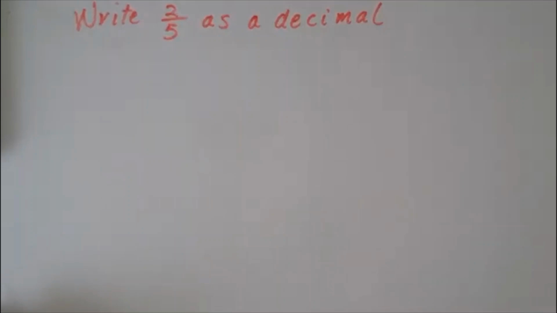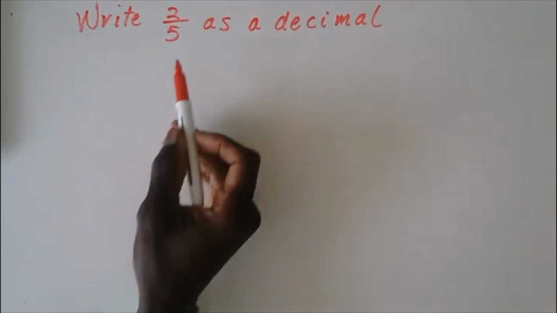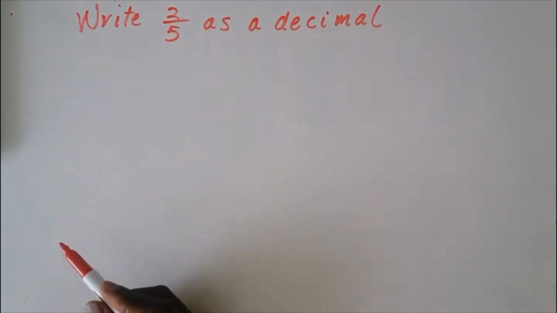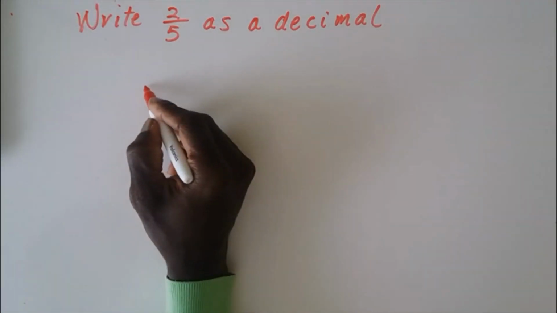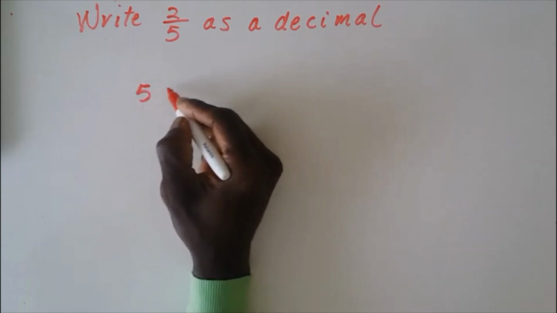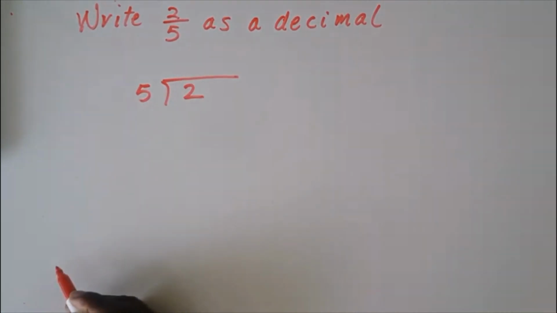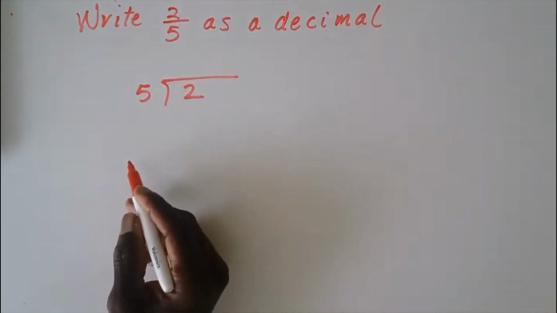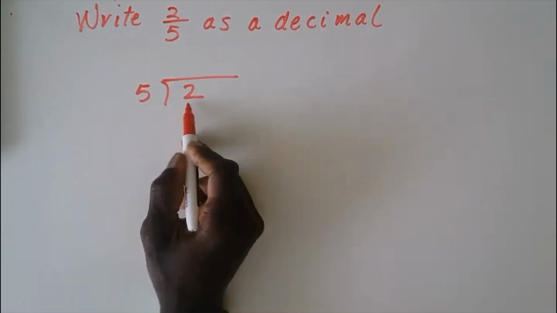Next, we're asked to write 2/5 as a decimal. Well, this line here means to divide. So this is actually saying 2 divided by 5, and to write it as a decimal. You might be able to memorize some of these, but this is how you do it if you have to calculate it and show your working. So we have 5 out here, and we're dividing 2 by 5. The numerator is divided by the denominator. So we ask ourselves, how many 5s are there in 2? There are none.